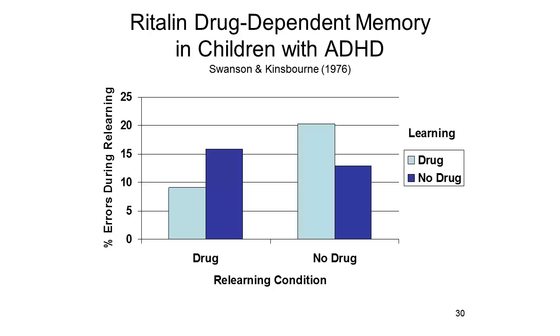And you can see in this graph a clear effect of state dependency. Children who had learned the list under the influence of the drug remembered the list better when they were also under the influence of the drug, compared to after the drug had been allowed to wash out of their systems. Similarly, children who had originally learned the list when they were not under the influence of the drug actually remembered the list better when they weren't drugged. The Ritalin impaired their memory for the list. So memory depended on the match between the drug state of the child at the time of learning and the drug state of that child at the time of test.